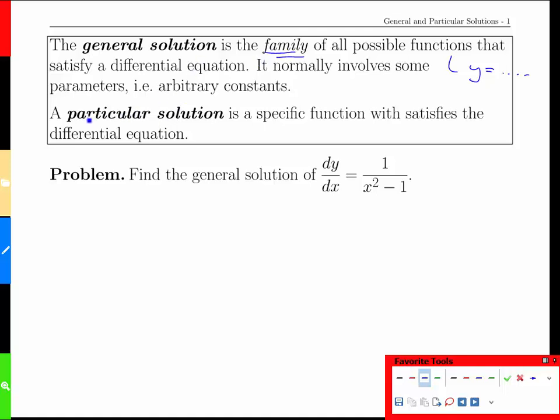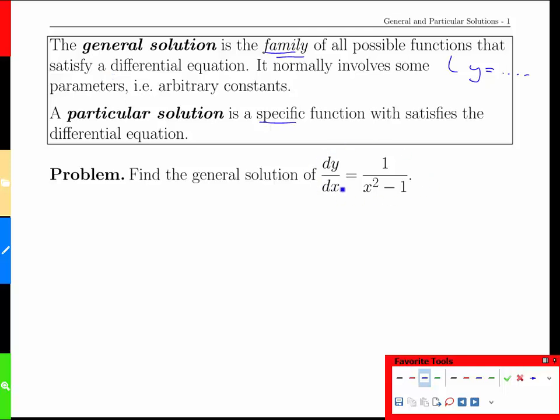Once we have a general solution, we might narrow it down to a particular or a unique solution or a specific solution that satisfies the differential equation. So this is a singleton versus a family of solutions. And we'll see how those arise naturally in solving differential equations.